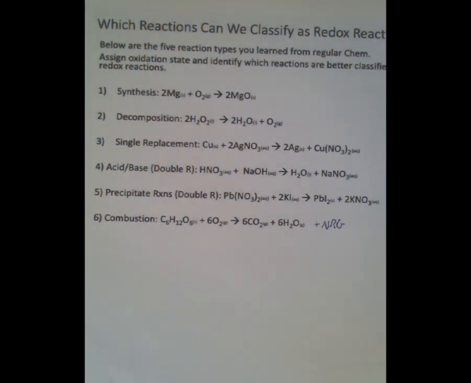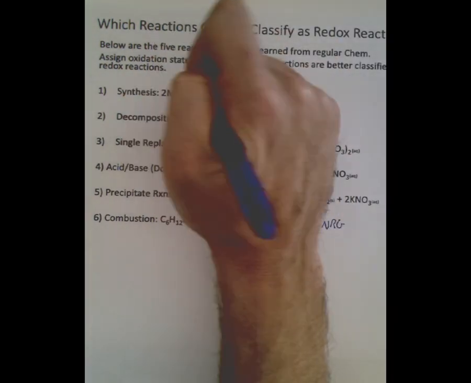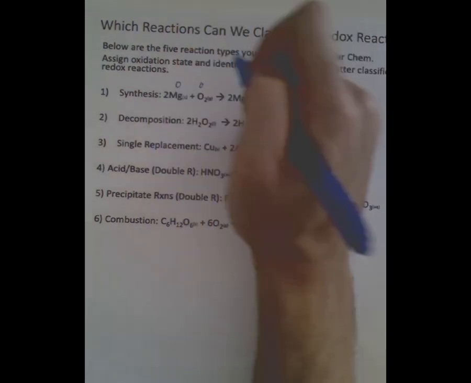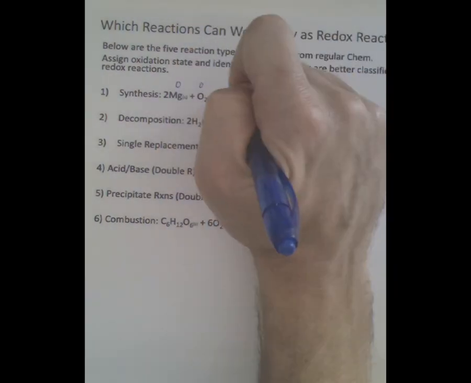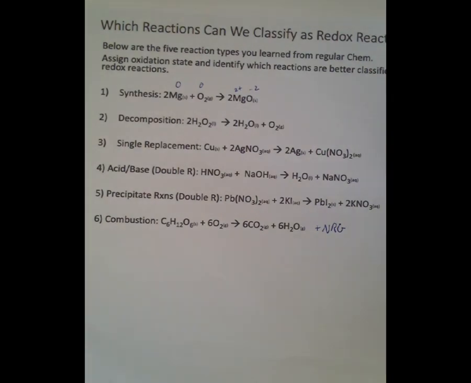All right, let's go through each one of these. And again, feel free to pause it or you can just watch, but try to figure out which is redox and which one isn't. Okay, the first one is hopefully pretty obvious. Magnesium, 0 because it's an element. Oxygen, 0 because it's an element. And then on the other end, 2 minus, 2 plus. So this is clearly redox, right?